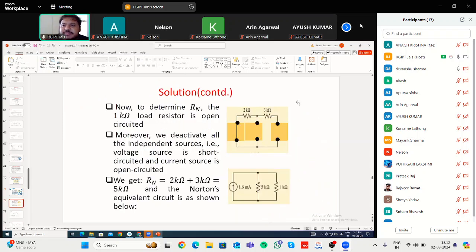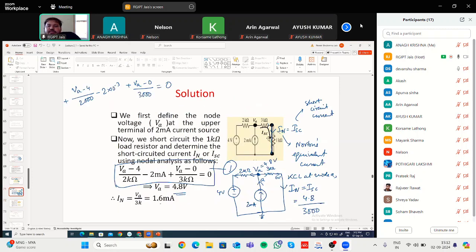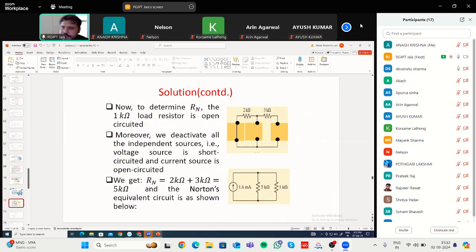Then the next step is to find out the Norton's equivalent resistance. For that, what you have to do? First, you have to remove this load resistance. Okay, that means your circuit looks like this. This is 3K. This is 2K.